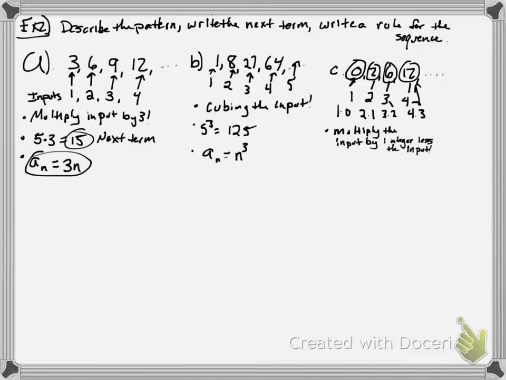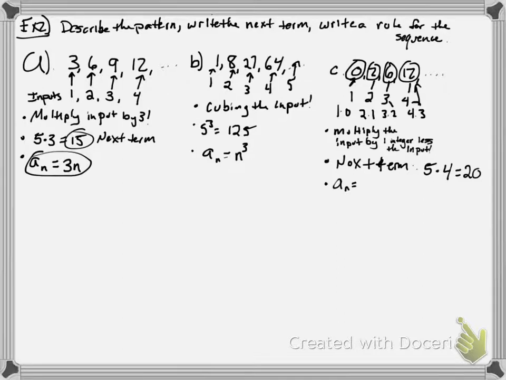So for example, the next term, which is going to be 5, I'd have to multiply by the number 1 less than 5, which would be 4. So I believe the next term would be 20. So how do we write the rule for that?